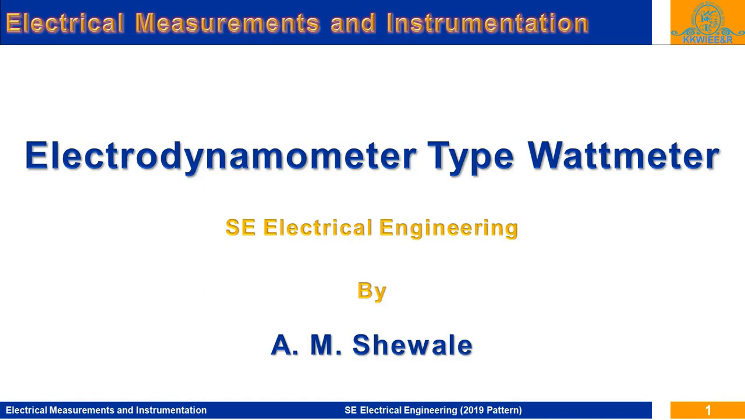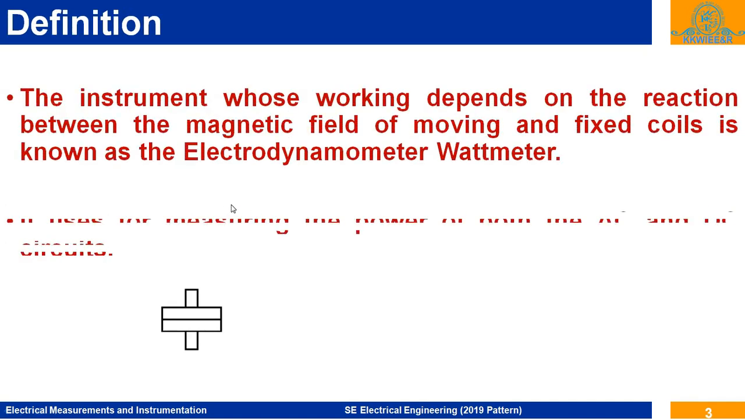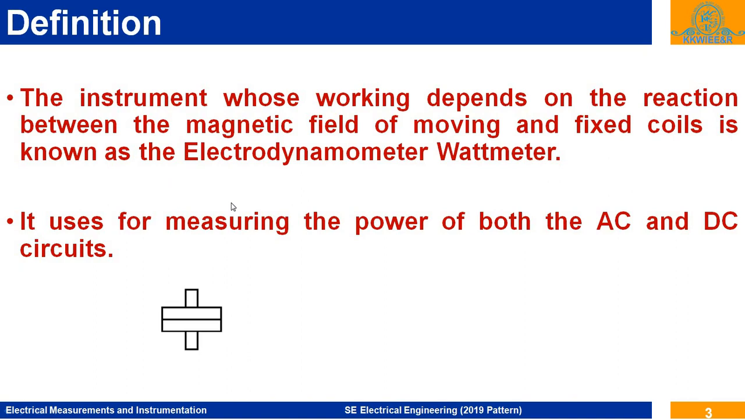Discuss about the electrodynamometer type wattmeter for measurement of power. The contents are definition, principle of working, construction and theory. So you learn ammeter, voltmeter. So today we'll discuss about the wattmeter, which is used for the measurement of power.